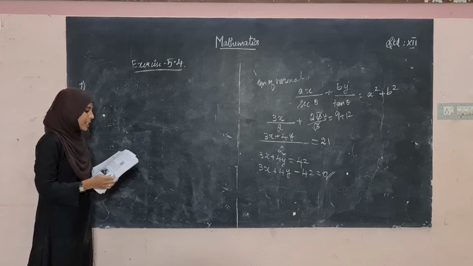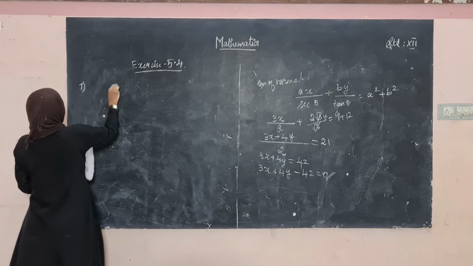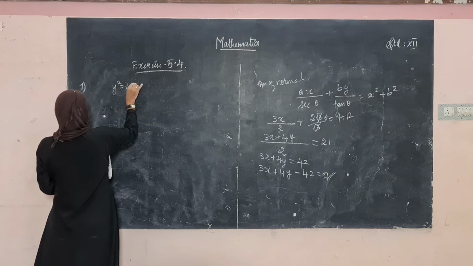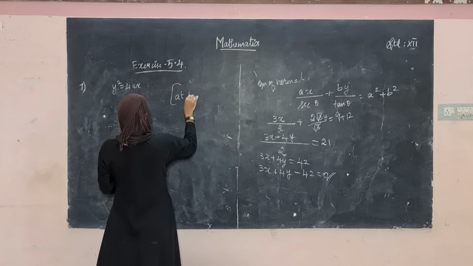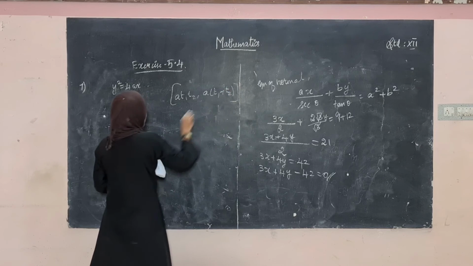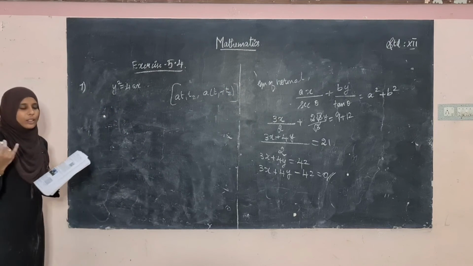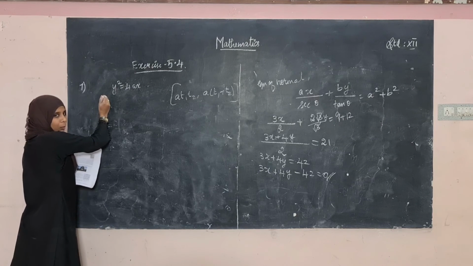Point of intersection of the tangents at T1 and T2 on the parabola y square is equal to 4ax. We have to prove that the point of intersection is (a T1 T2, a(T1 plus T2)). So the tangents are given as T1 and T2. Okay, so this is the equation of the parabola.